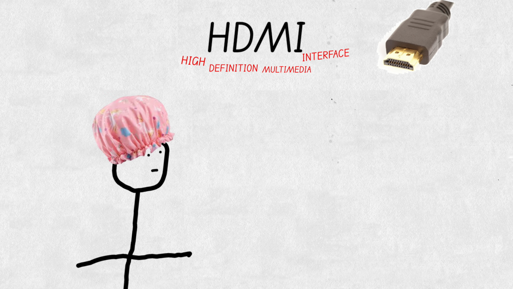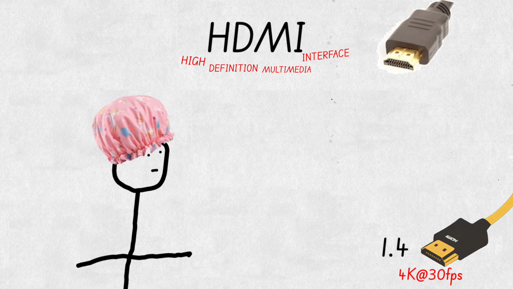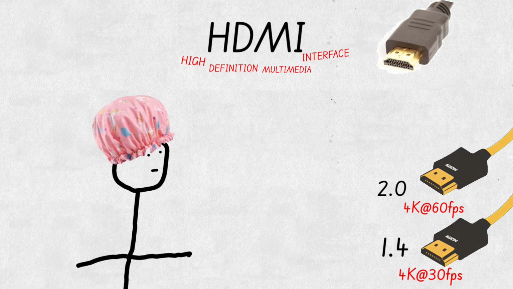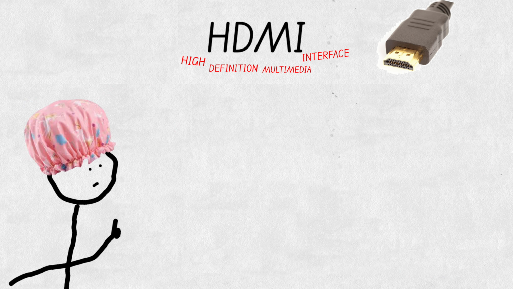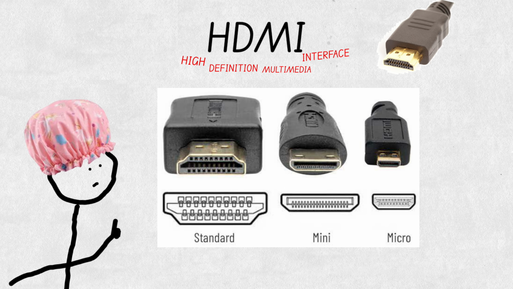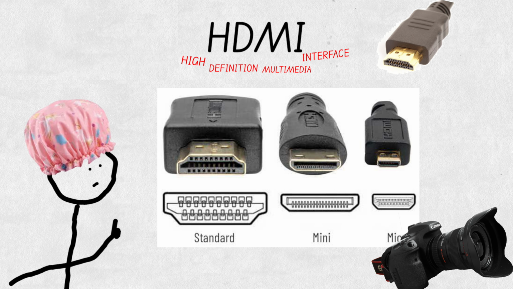HDMI has iterated quietly. HDMI 1.4 added 4K support. HDMI 2.0 pushed 4K to 60 frames per second. HDMI 2.1 now supports 4K at 120 fps and 8K at 60 fps, relevant mostly for high-end TVs and gaming monitors. The connector itself has 3 sizes: standard HDMI, mini HDMI and micro HDMI for smaller devices like cameras.